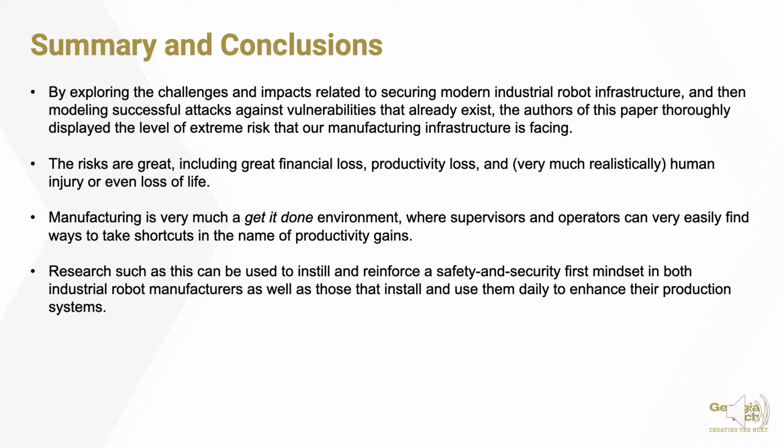So looking at the conclusions here, we can see how the authors were able to explore challenges and impacts related to industrial robot infrastructure and providing the security there. They were then able to model successful attacks against vulnerabilities, including showing how they did that to be successful as attackers. And I think what we got out of this was a very good, very thorough example of how risky unsecured robots can be in their environments, because we're looking at risks like financial loss, productivity loss, and of course human injury or even loss of life, which is very realistic.